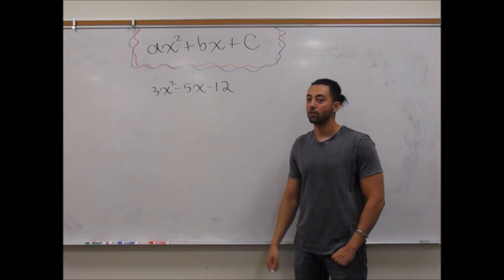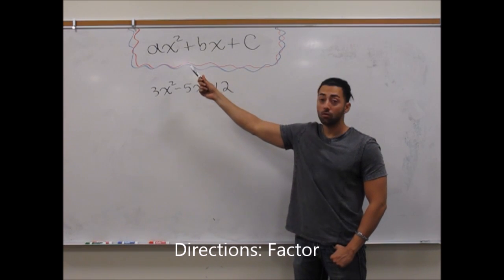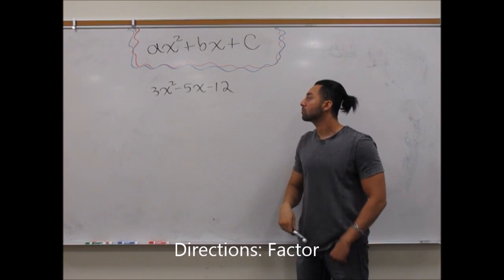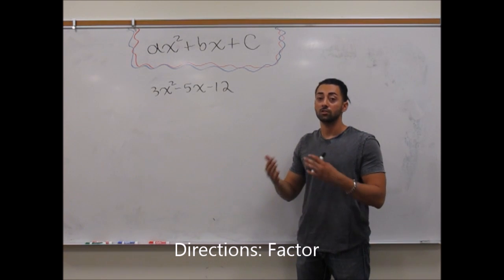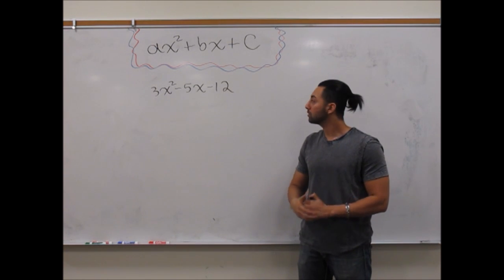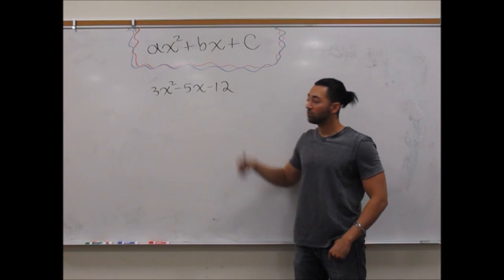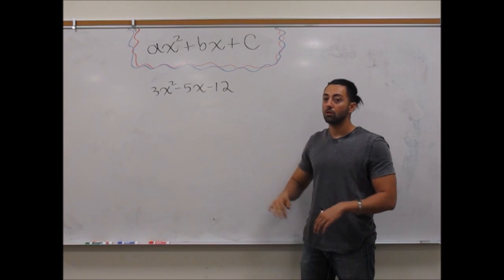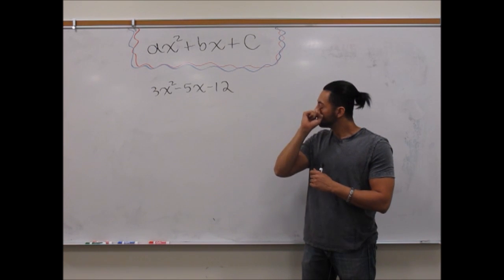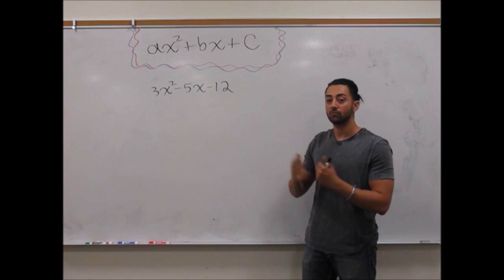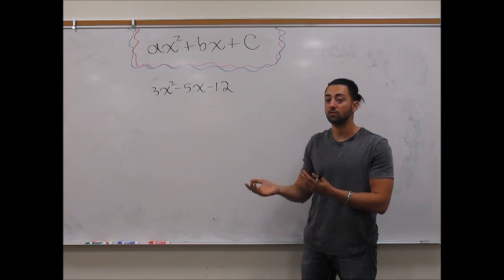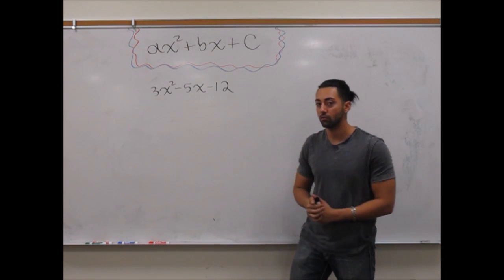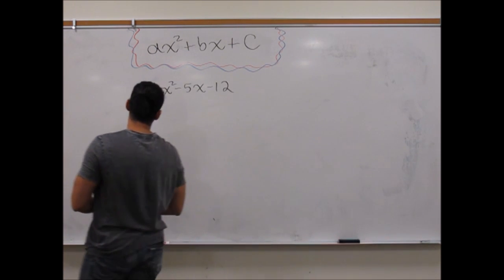Alright, factoring another trinomial. We notice that the leading coefficient is not 1. So we want to see if we could pull out a GCF, a greatest common factor. Looking at 3, 5, and 12, you can't pull a GCF out of those. So we're going to resort to the throwback method. Because if you can't do the GCF, you just jump straight to the throwback method.